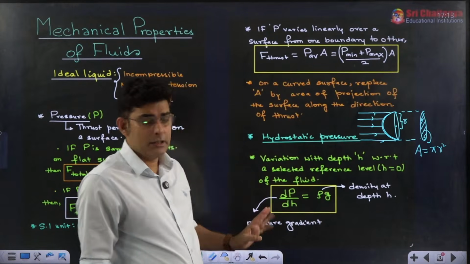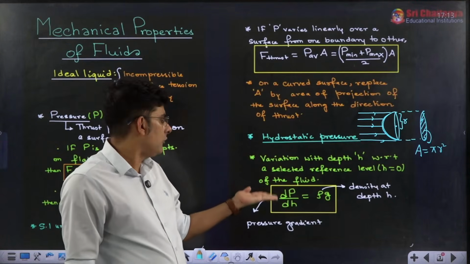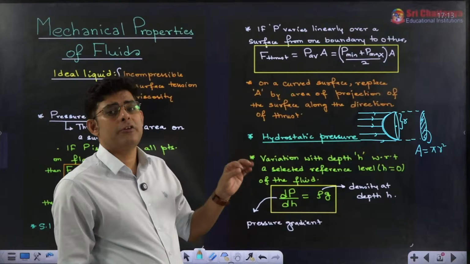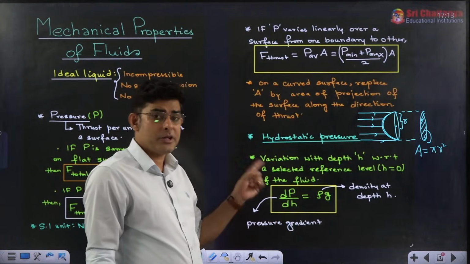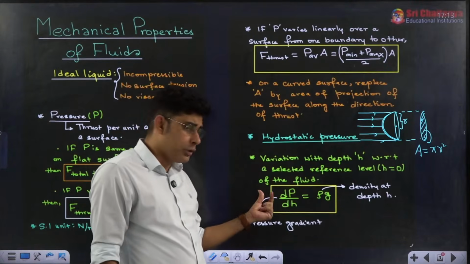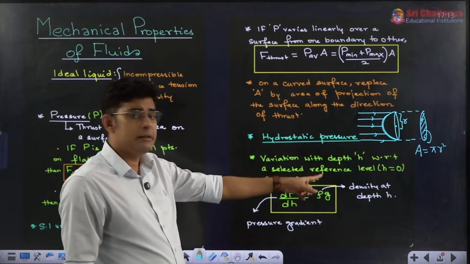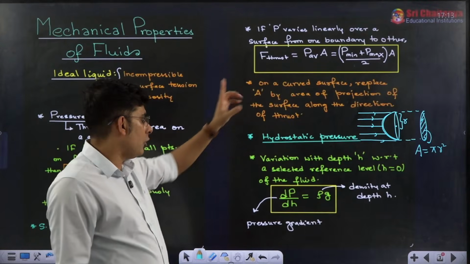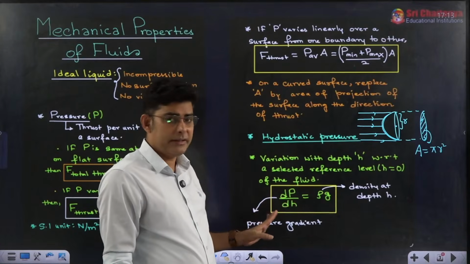density at depth h. Now if you convert depth into height, so if you are going up, then pressure is found to be decreasing. In that case, if you are writing dP by dH, that is called pressure gradient with height, and that value you won't be writing as plus rho g, you will write minus rho g, where rho will be the density at a height h. So pressure gradient with depth is rho g, pressure gradient with height is minus rho g.